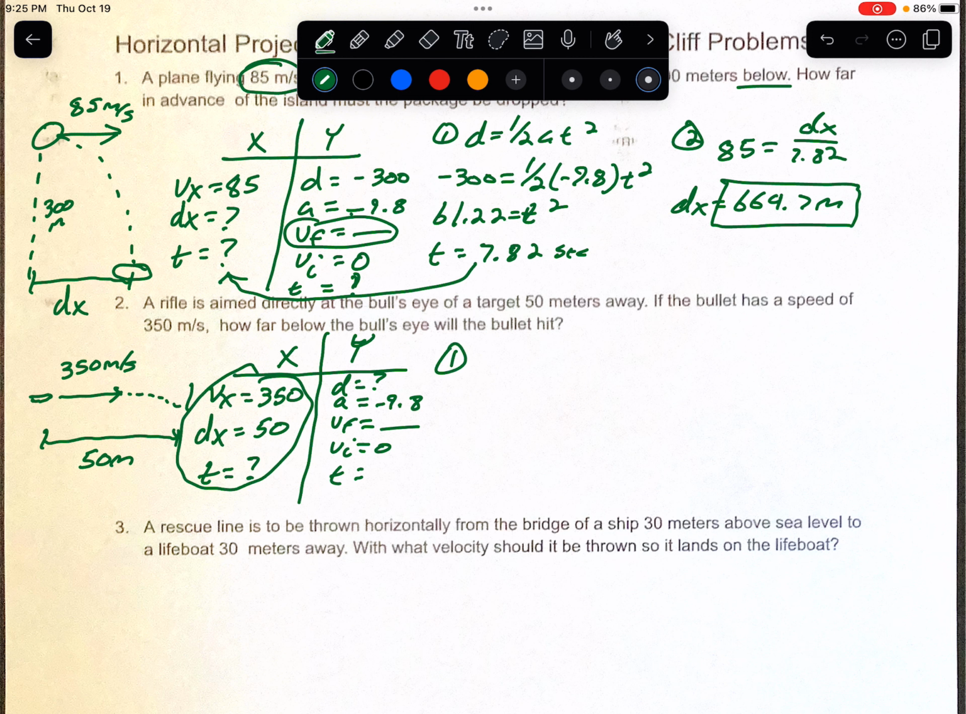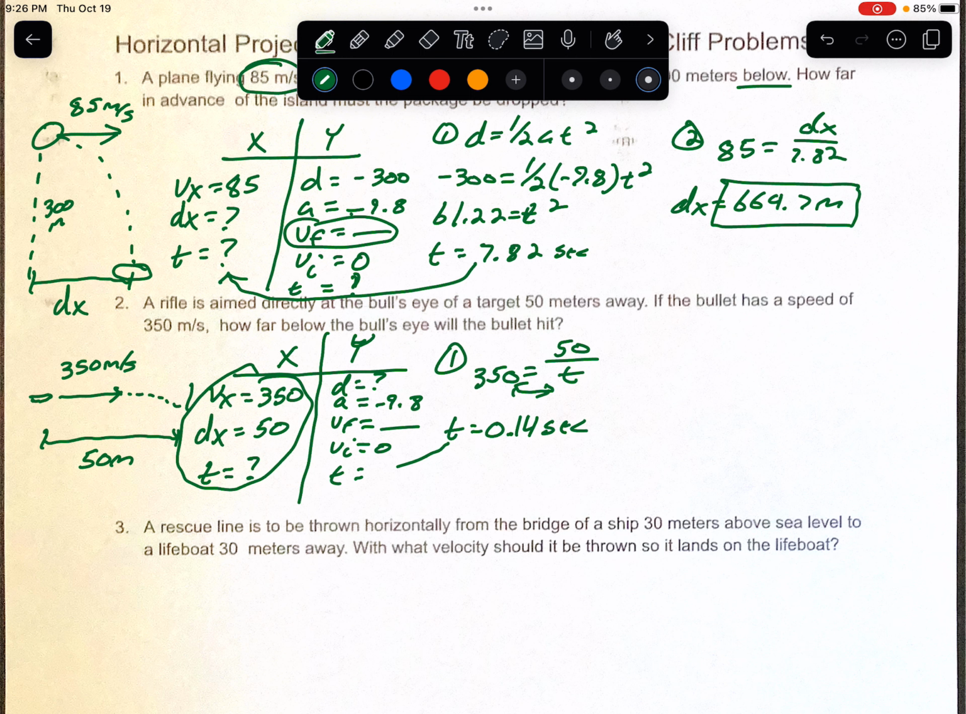So step one is we're going to do Vx equals dx over t to solve for time. So 350 equals 50 over t. Be careful with this. You can switch these two. Do not multiply those two because it should make sense. If you multiply 350 times 50, you're going to get a really big number, and it should not take that long for a bullet to hit a target 50 meters away. If it is taking you over hours to hit that target, you messed up. So 50 divided by 350 is going to give you a time of 0.14 seconds, which makes more sense when we're talking about a bullet.